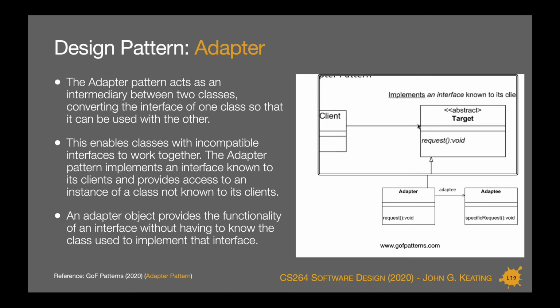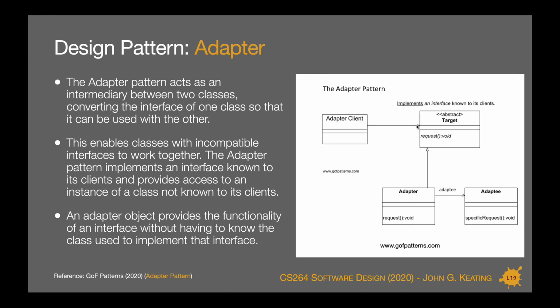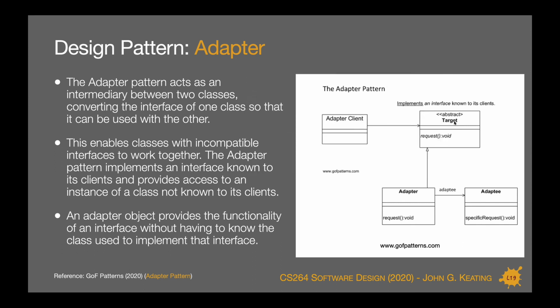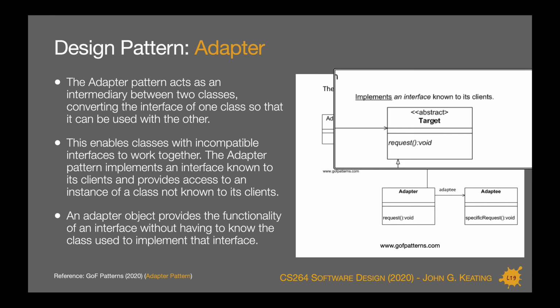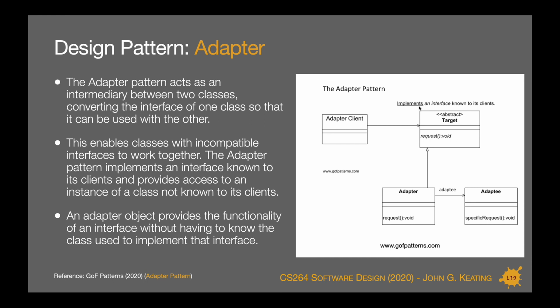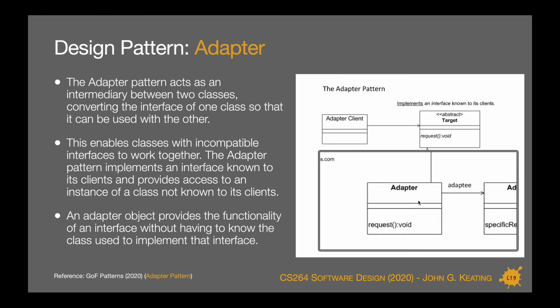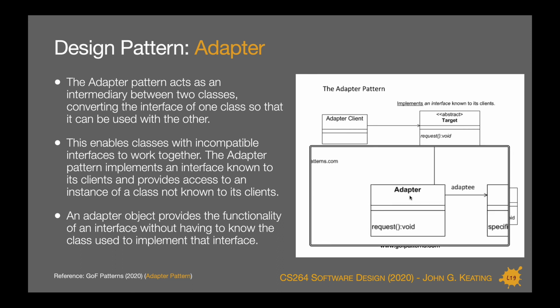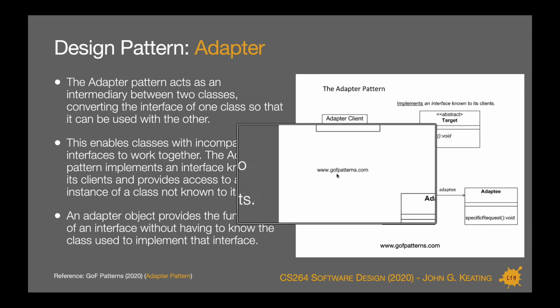We can see this uses this notation here. We have some client, which could be just your program. It has a target, which is an abstract class, and it has a method here, request, which is a void type. This basically implements an interface that's known to all clients. And then we have an adapter. Okay, so the client talks to the target. Your adapter basically allows us to sit between the target and the adaptee. And we see the target inherits here our adapter. Again, look at gofpatterns.com.